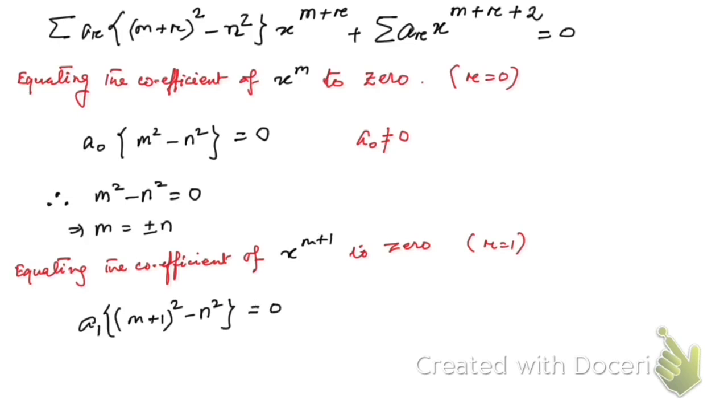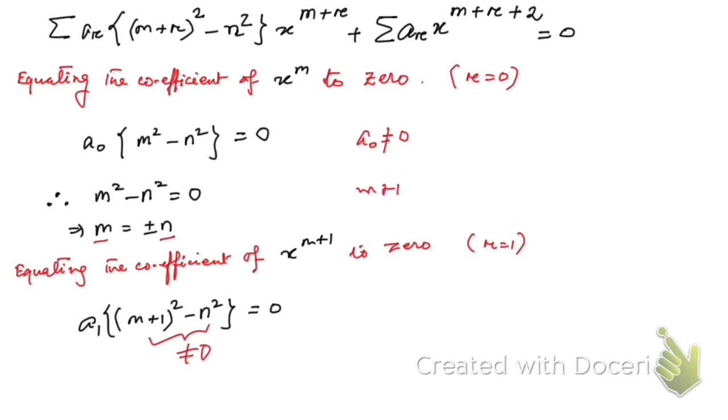Now here you see, as we have got m is equal to n, so that's why m plus 1 must be greater than n. So if you subtract m plus 1 whole square minus n square, then it's never going to be equal to 0, as we have got these two equal. So m plus 1 must be greater than n, so if you subtract these two, then it's never going to be equal to 0.